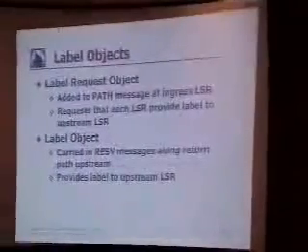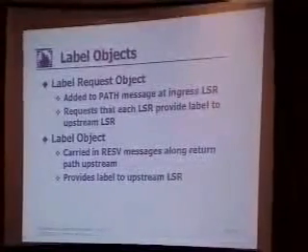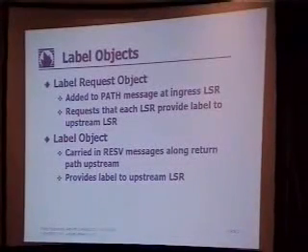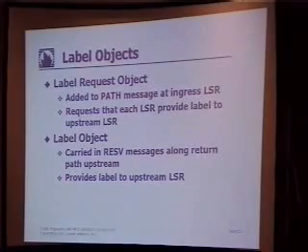This is a label object I talked about earlier. The label request object is carried downstream in the path messages to tell routers, "Hey, I want a label, please set one aside for me." And on the way back, in the reservation messages, the routers tell the upstream router exactly what label to use for this LSP.